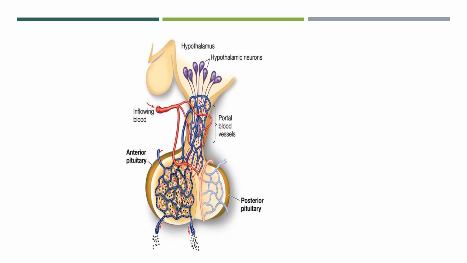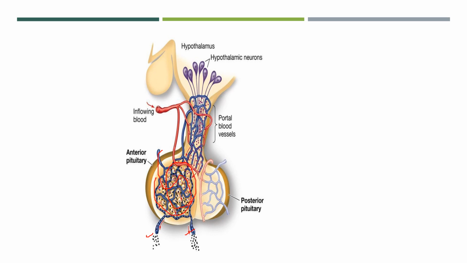The anterior pituitary contains a huge number of endocrine cells. These endocrine cells contain numerous granules that store hormones. These hormones are secreted by exocytosis of these granules. So via exocytosis, these hormones are secreted, and they will immediately enter into the circulation through the capillaries.